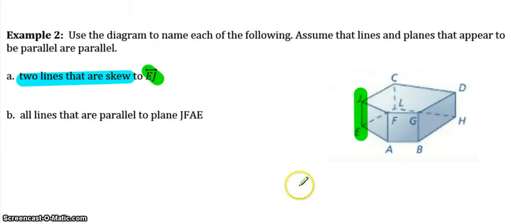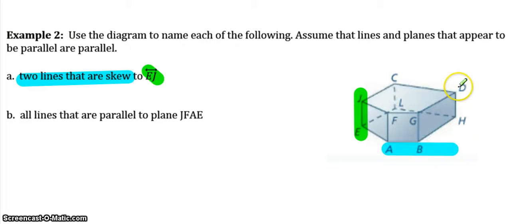So then go ahead and try this example. We want 2 lines that are skew to EJ. Pause the video and make sure you can figure this out on your own. We want a different plane, so if you think of lines like AF, that's a problem because they're in the same plane, but if I use the points A and B, I can make a line that's in a different plane and would never intersect EJ.